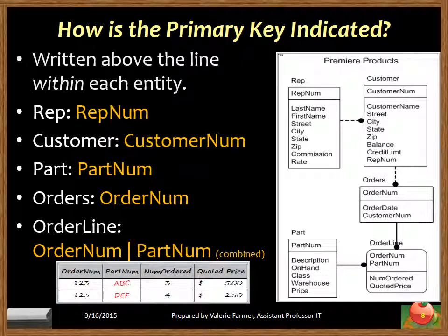Why? Because both the order number and part number are needed to make a record or row unique in this entity. For example, order number 123 could have 2 parts associated with it. There's going to be a row or a record for each of those part numbers. So, order number 123, part number ABC. Then there will be another record, order number 123, part number DEF. Because the order number and part number combined make this a primary key, we can have a unique occurrence of each item that is on the order.